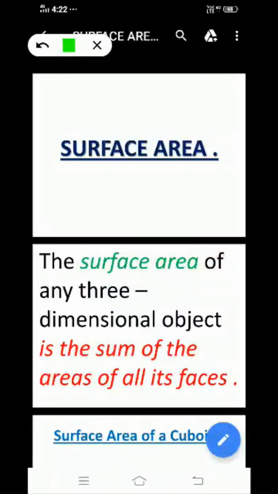I will explain the concept of surface area, and it is a very easy concept. The surface area of any three-dimensional object is the sum of the areas of all its faces. Three-dimensional object means what? If the object has length, breadth, and height, then that object is called a three-dimensional object.